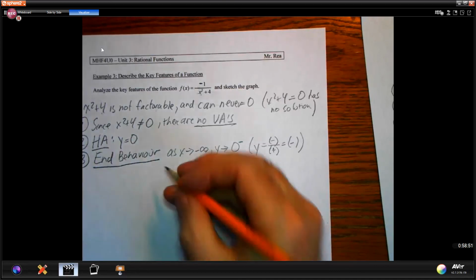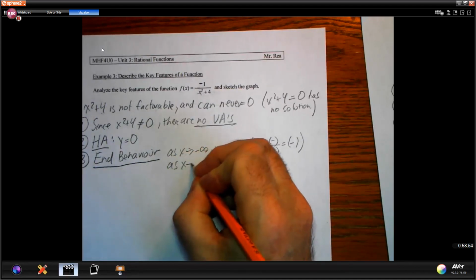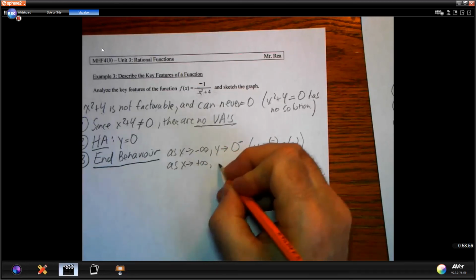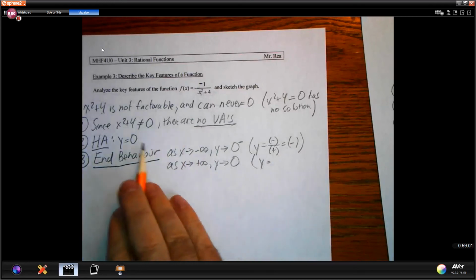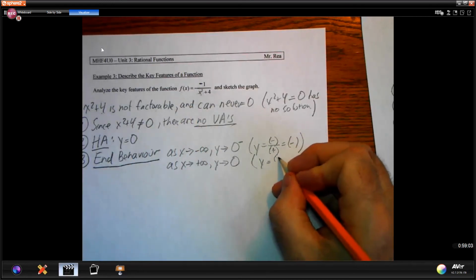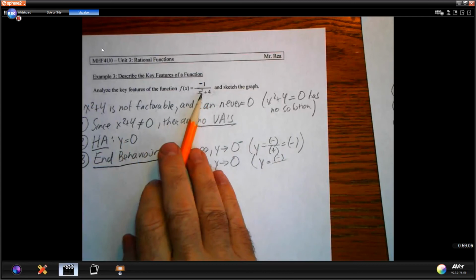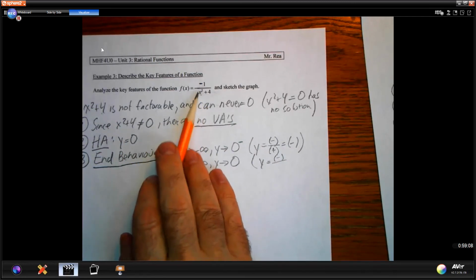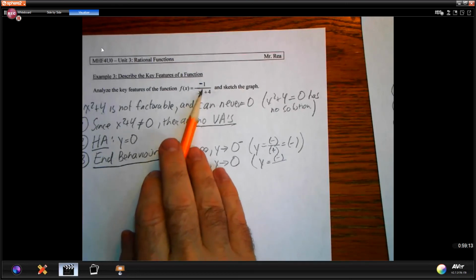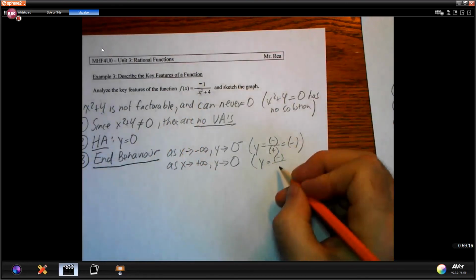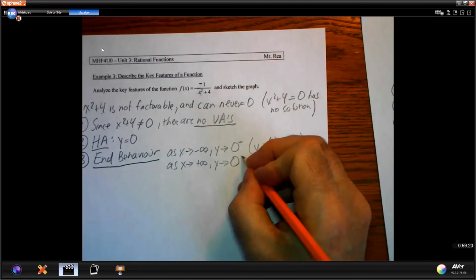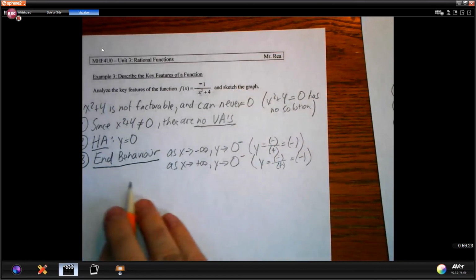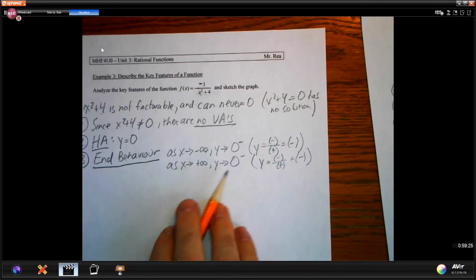0 from below. And if I do the same thing as x approaches positive infinity, y approaches 0. This time when I plug it in, it's the same result because I will always have a negative on the top. And if I put a large number and square it, I'm going to get a large positive number. Sorry, a large positive number plus 4 is still a positive number. So again, negative over positive is negative. So you can see on both ends it's approaching 0 from below.